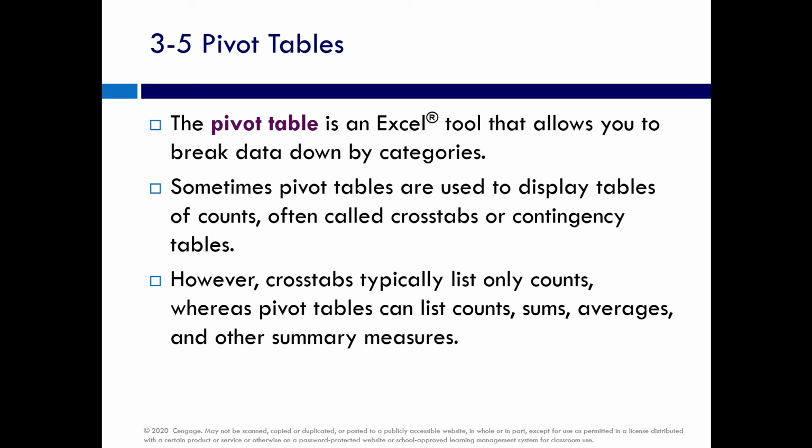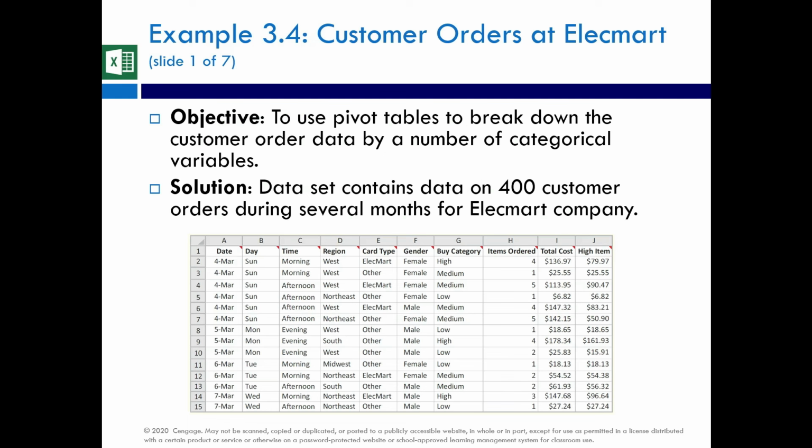A pivot table is an Excel tool that allows you to break data down by categories. Sometimes pivot tables are used to display tables of counts, often called crosstabs or contingency tables. However, crosstabs typically list only counts, whereas pivot tables can list counts, sums, averages, and other summary measures.